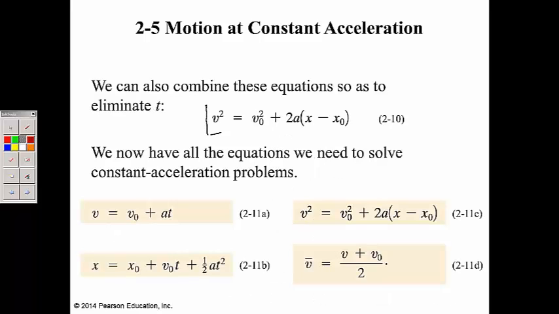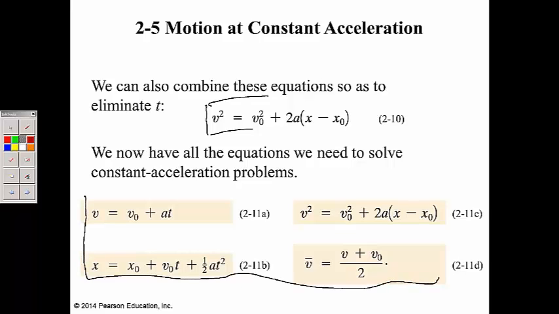Now you can also combine those equations such that you eliminate the time variable and you come up with this equation right here. I'm going to spare you the gory details from that, and we come up with 4 equations that describe all the kinematic motion in one direction. Very important equations. You're going to definitely want to have these written down somewhere, and as you solve problems, you want to look at these equations and see what you know, see what you don't know, and see what you can solve for.